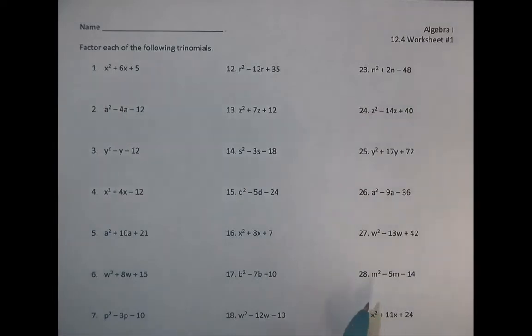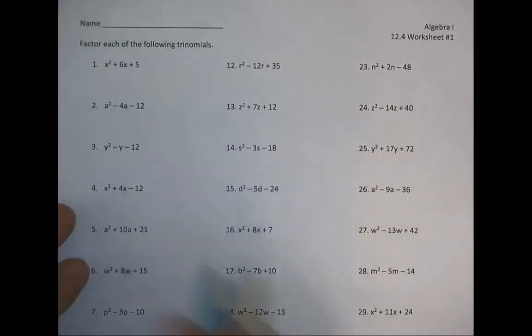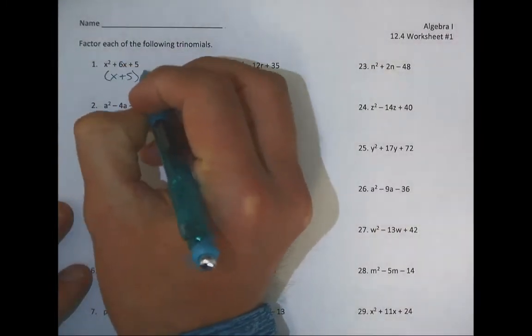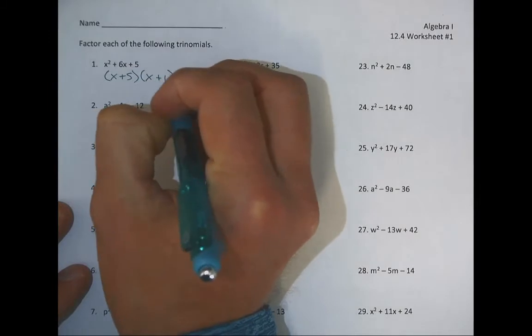Okay, so when I look at 5, 5 is easy. It only has two whole number factors, 5 and 1. And sure enough, they add up to 6. So it is going to be x plus 5, x plus 1.